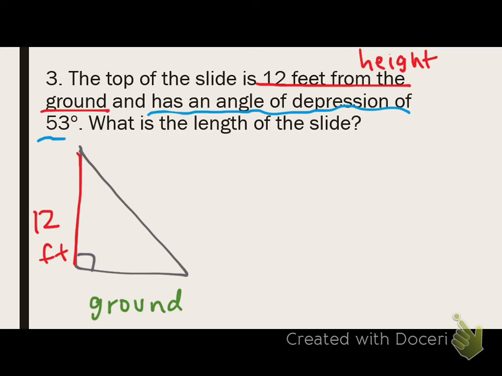Yeah, but I'm asking what has an angle of depression? The slide, the top of the slide. So that was a little bit of English. This is a compound sentence. The first part is that the top of the slide is 12 feet, but the top of the slide also has an angle of depression.